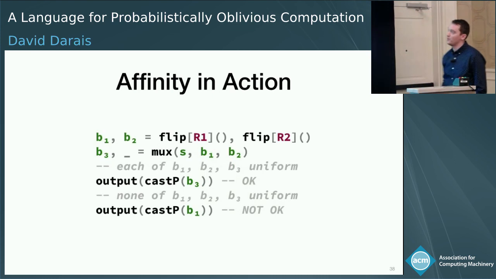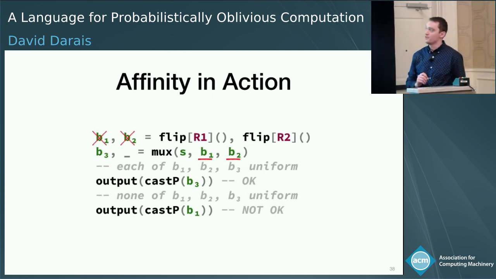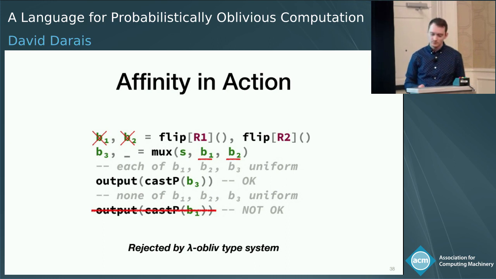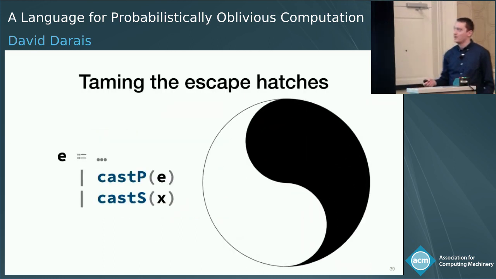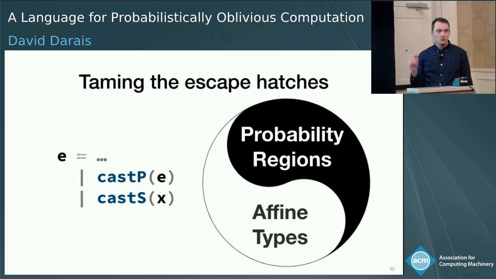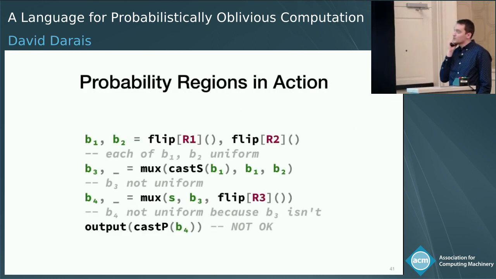So if we go back to our example, our type checker will look at the uses of those branches, B1 and B2, remove our access to variables B1 and B2, and now we can't write this last line. It'll be rejected by our type system because B1 is not accessible. So affinity gets you almost all the way there with a language that has these escape hatches, but there's still one kind of plug that needs filling, and the solution to that is these probability regions that work in tandem with affine types. So here's another example that you can write in our language.